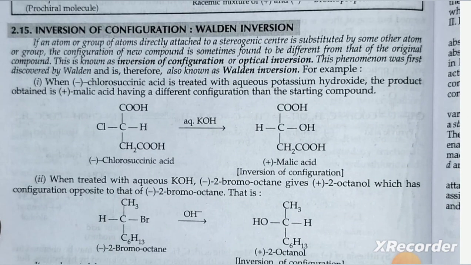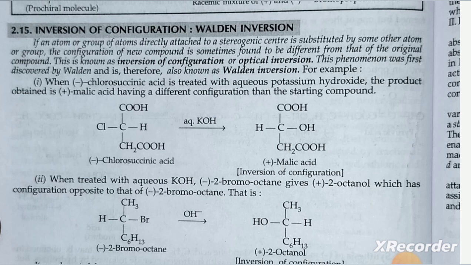Inversion of configuration, Walden inversion. If an atom or group of atoms directly attached to a stereogenic center is substituted by some other atom or group, the configuration of the new compound is sometimes found to be different from that of the original compound. This is known as inversion of configuration or optical inversion. This phenomenon was first discovered by Walden and is therefore known as Walden inversion.